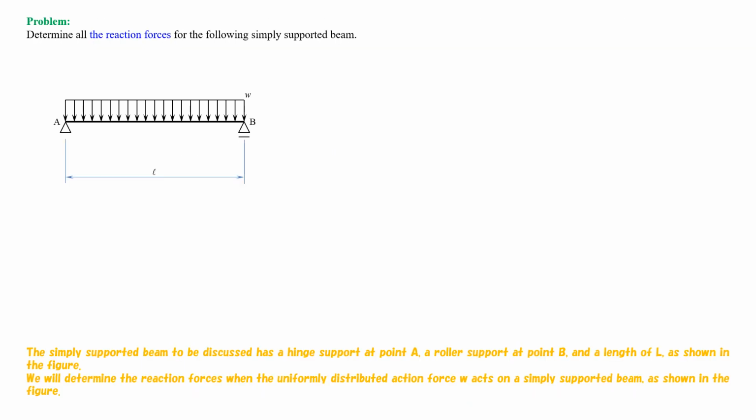The simply supported beam to be discussed has a hinge support at point A, a roller support at point B, and a length of L, as shown in the figure. We will determine the reaction forces when the uniformly distributed action force W acts on a simply supported beam, as shown in the figure.